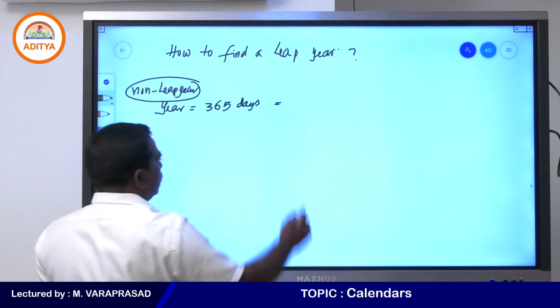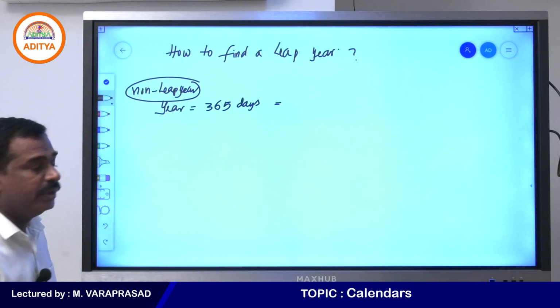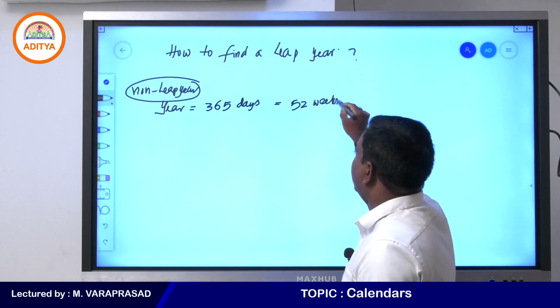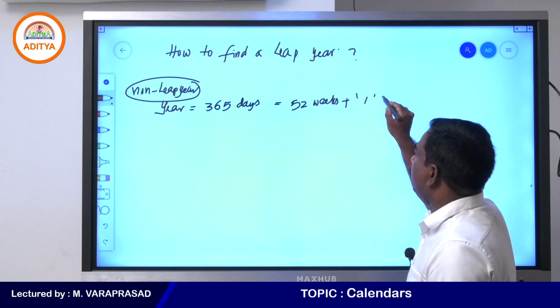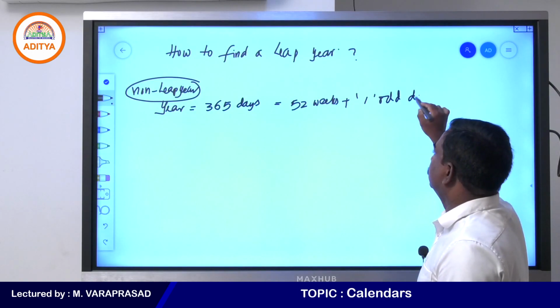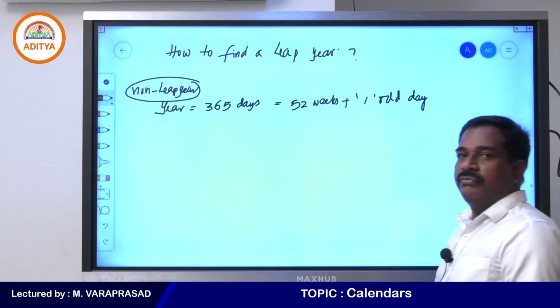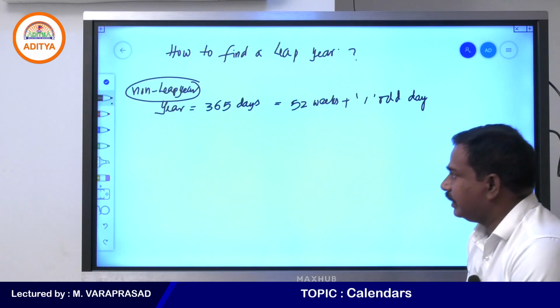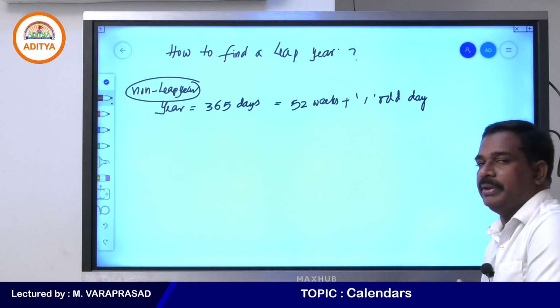365 days means you will get how many weeks? You will get 52 weeks exactly plus 1 extra day, means 1 odd day. 52 weeks plus 1 odd day. A year with 365 days is a non-leap year. It is not a leap year.